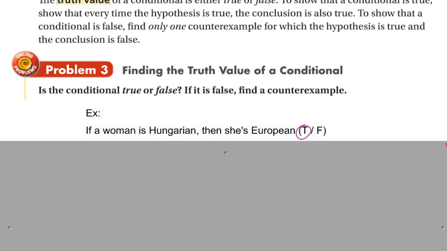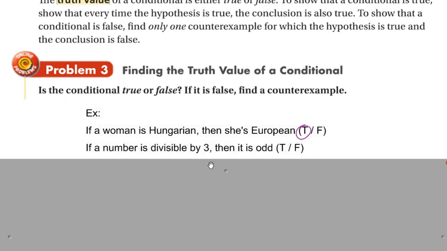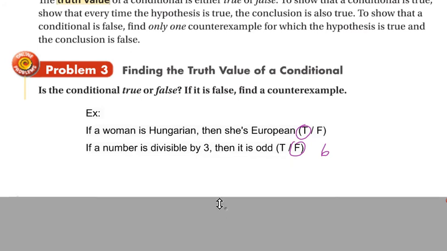Let's take another example. If a number is divisible by 3, then it is odd. Well, let's see. 3 is divisible by 3. 3 is certainly odd. But 6 is also divisible by 3, and 6 is not odd. So therefore, this answer is false. Find a counterexample. My counterexample is 6. 6 is divisible by 3, but 6 is not an odd number.